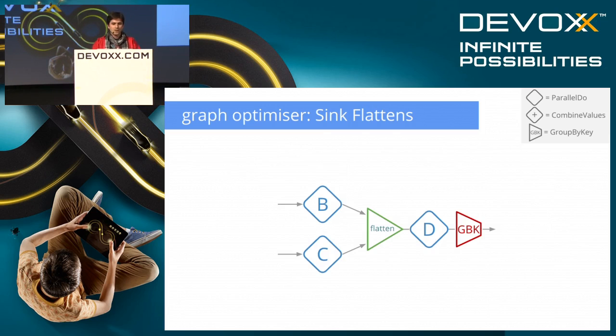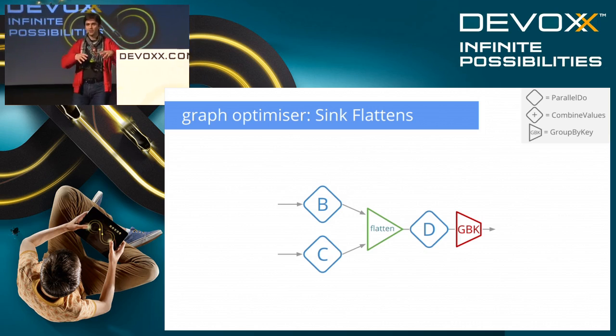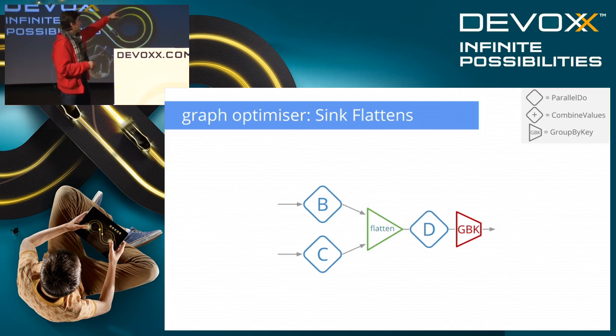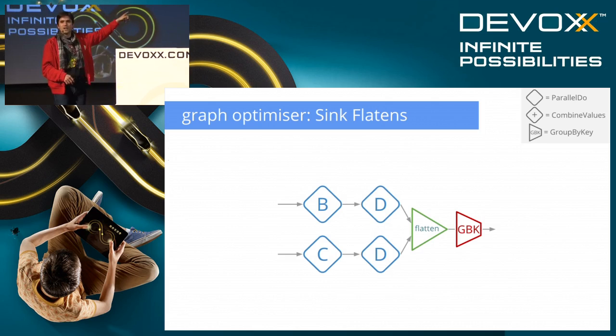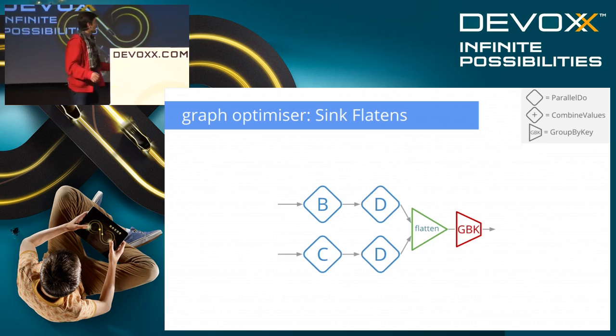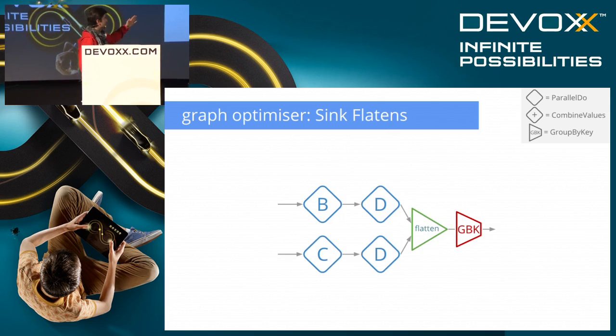Syncing flattens. Okay, this is totally obvious. The flatten is just a union, okay? So whether I take the output of B and C and put it in a bag now, or if I first apply D and put the results in a bag, that's exactly the same, which means that my flatten can go down.